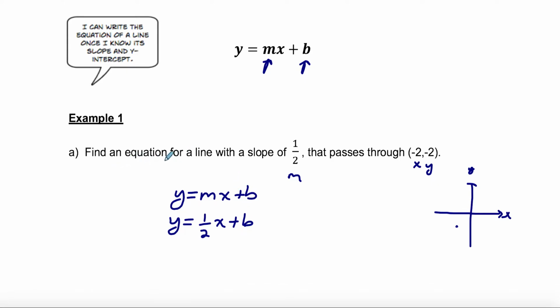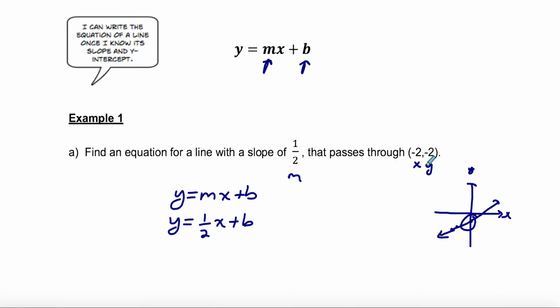This statement here does not tell me about what the b is, so I'm going to have to find the b. So then ask yourself, well, why did they give me this point if I'm not going to use it? So I've got to use this point. This line, I'm not sure where it goes, if it looks like this. We need to find out what this y-intercept is. We don't know what that is right now. But this -2, -2 is a point on that line.